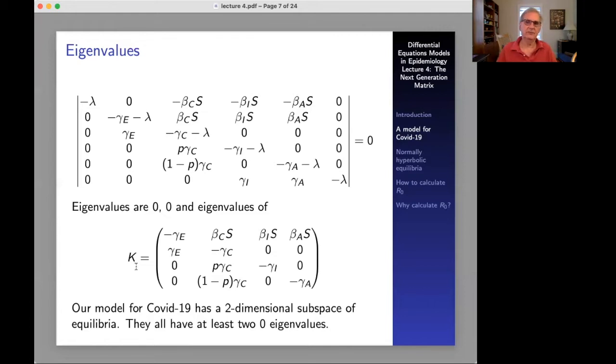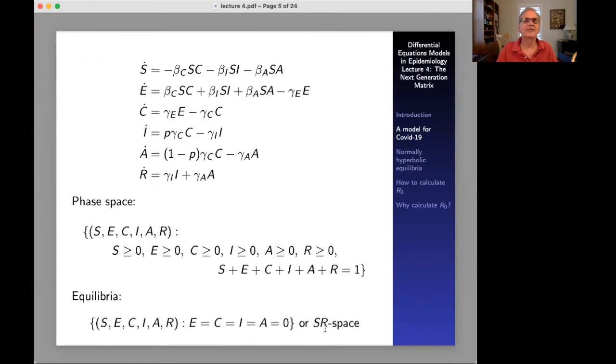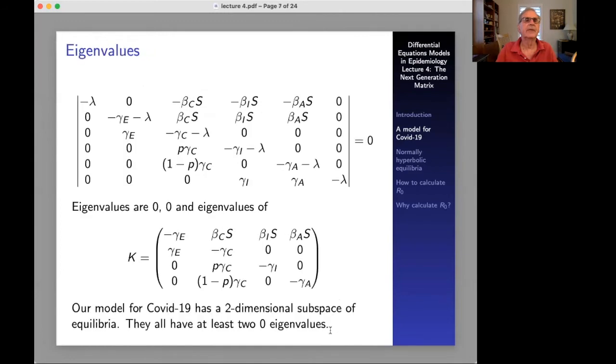Let's summarize where we stand. Our model for COVID-19 has a two-dimensional subspace of equilibria, SR space, that's the equilibria. And each of those equilibria has at least 2 0 eigenvalues. A couple comments. These equilibria are not hyperbolic. Nothing we learned about hyperbolic equilibria is going to apply because of the 0 eigenvalues.